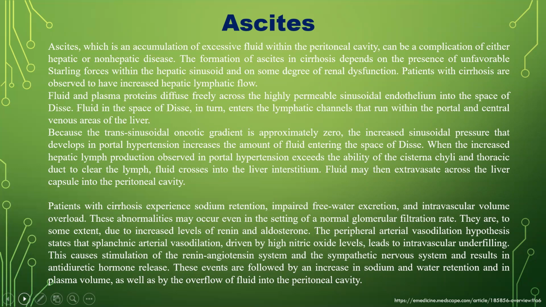Because the transsinusoidal oncotic gradient is approximately zero, the increased sinusoidal pressure that develops in portal hypertension increases the amount of fluid entering the space of Disse. When the increased hepatic lymph production observed in portal hypertension exceeds the ability of the cisterna chyli and the thoracic duct to clear the lymph, fluid crosses into the liver interstitium. Fluid may then extravasate across the liver capsule into the peritoneal cavity.